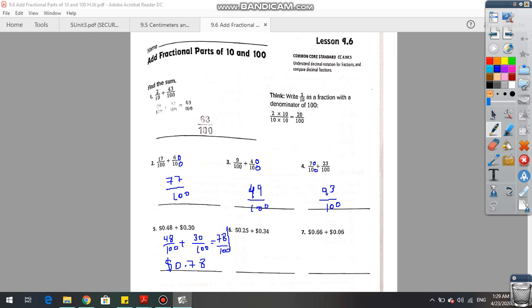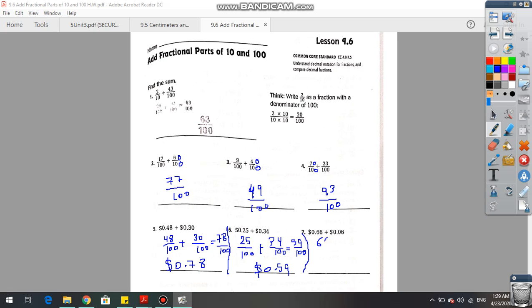Okay, I'll make a line here. Convert it into a fraction, 25 hundredths plus 34 hundredths. Then add it, it's going to be 59 hundredths. Then convert it into a decimal, $0.59. Okay, it's a line.